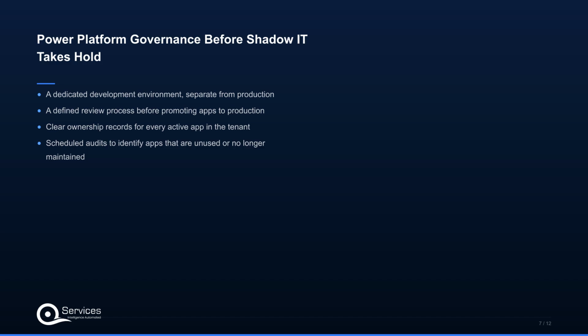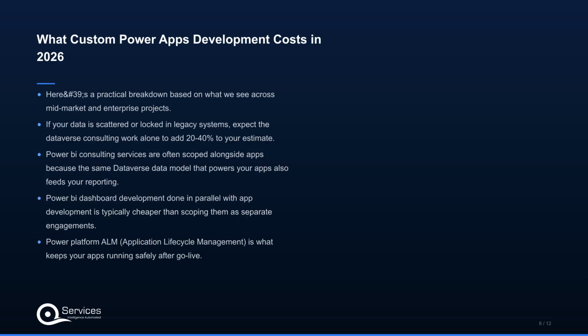Data loss prevention policies in Power Platform control which connectors can be used together in a single app or flow. You classify connectors as business or non-business and block mixing them. A properly configured DLP policy stops a user from building a flow that exports Dynamics 365 customer records to a personal Gmail account. Now, let's talk about what custom Power Apps development costs in 2026.